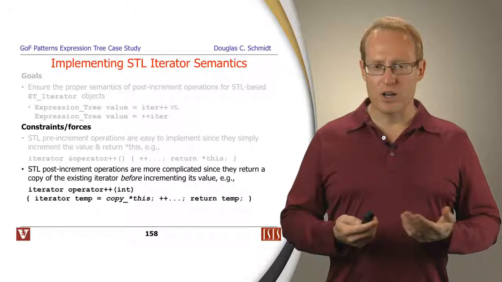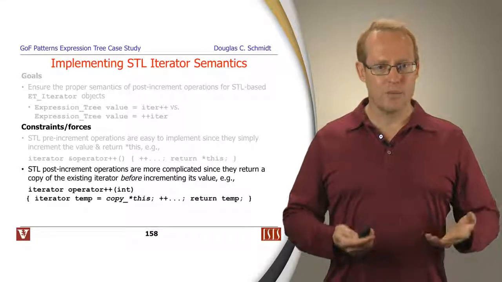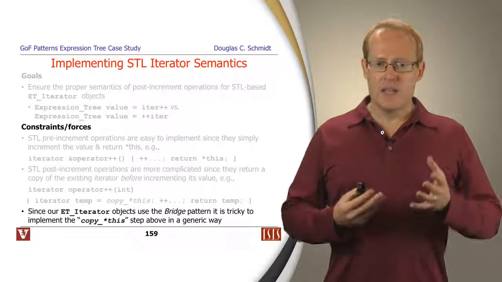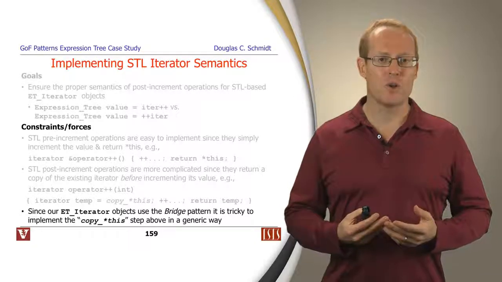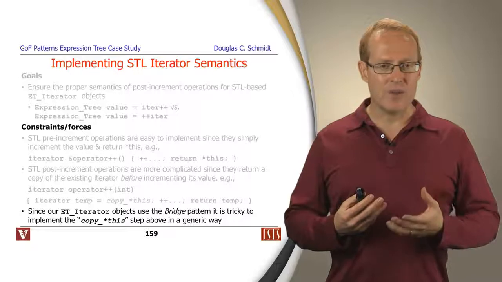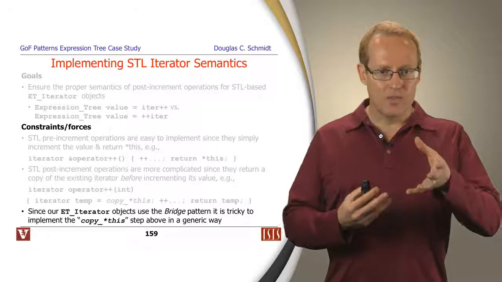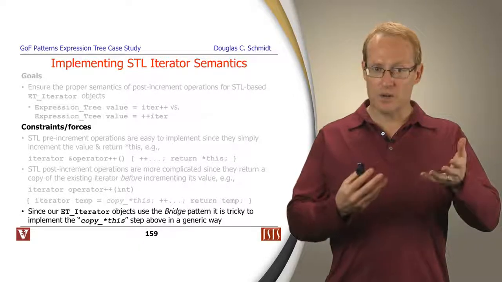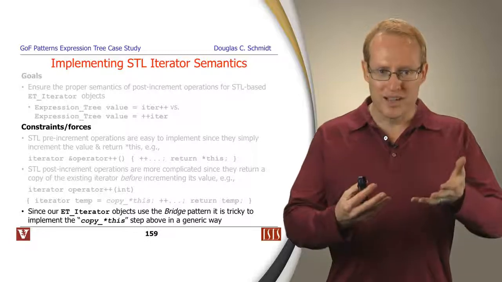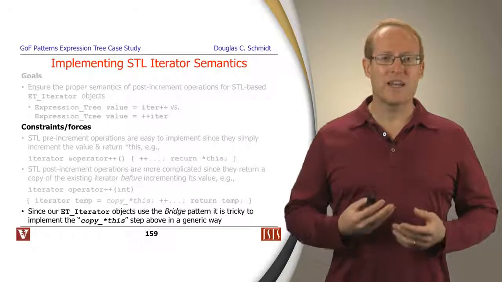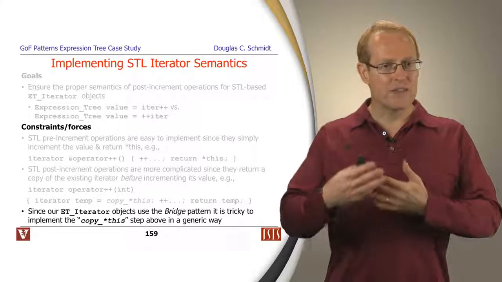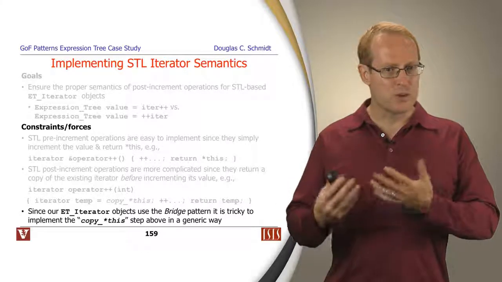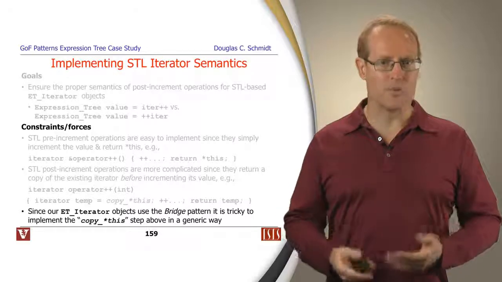So that's necessarily going to be a little bit more expensive, a little bit more complex to do. Since our ET iterator uses the bridge pattern, moreover, we have to think carefully about how the abstraction or interface portion of this pattern, which is operator plus plus, post-increment or post-decrement, is going to be able to find out the appropriate type of the hierarchy of nodes that is pointed to by the iterator impl.